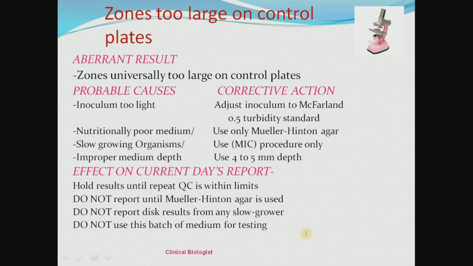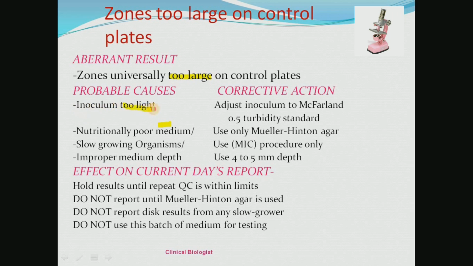Okay, coming to this: if you find, universally, that the zone size is very large in some control plates, what are the causes? If you put the antibiotic in control plates and find the zone size is very large, too large, what are the probable causes? First we will see. The first probable cause is that the inoculum is too light.